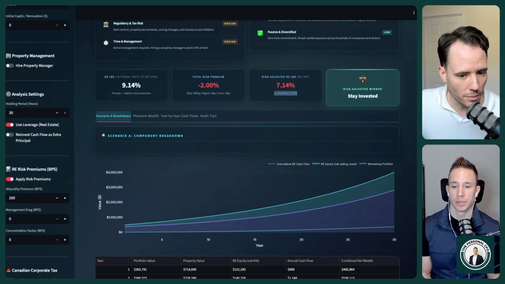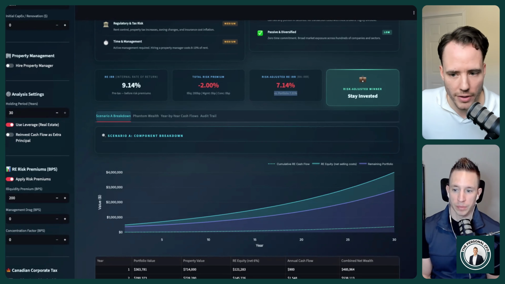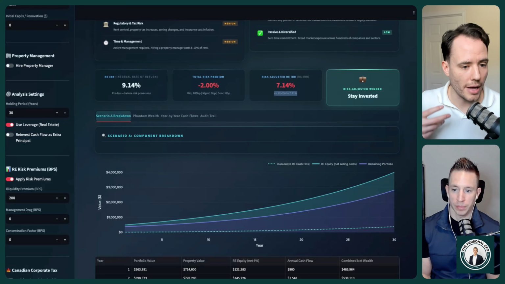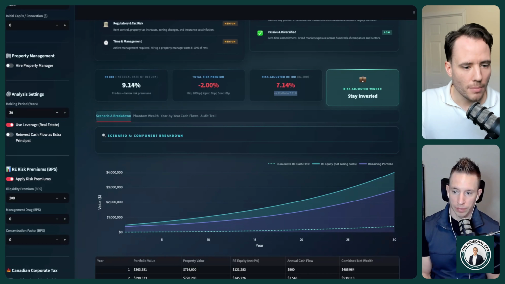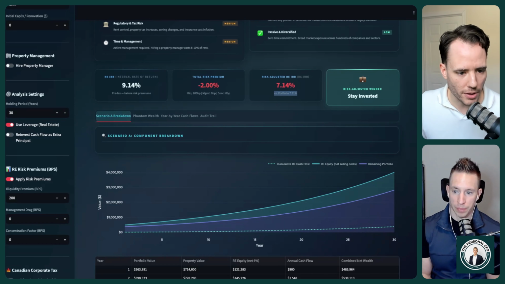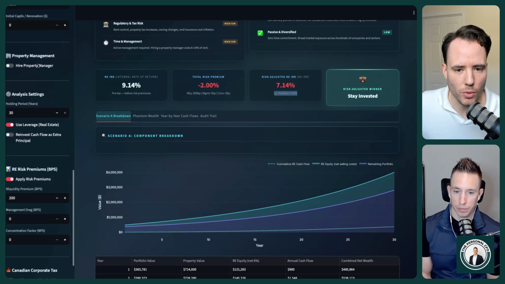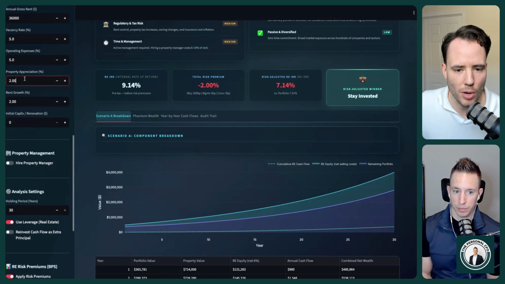So now, accounting for leverage, accounting for everything, you're looking at a situation where after 30 years you'd still have more potential money with the real estate, but you would not have been compensated properly for the risk that you're taking. One of the worst things you can do as an investor is take uncompensated risk. So what would need to happen for the real estate to make more sense on a risk adjusted basis? Well, you would need to see a higher property appreciation.